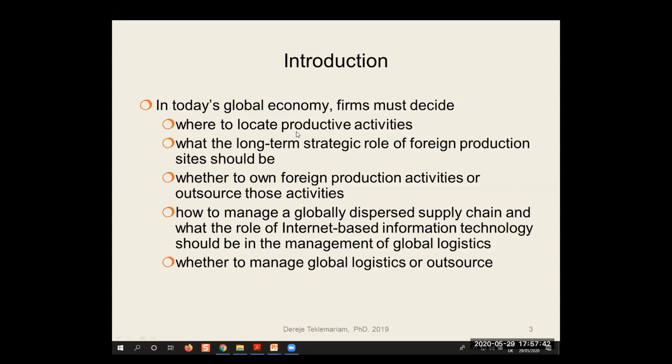That's why we are worrying about logistics. The other thing is firms must decide what the long-term strategic role of foreign production sites should be. Foreign means international business. The company may be in some country X, and it may have another production wing in company Y. The case of Boeing, for instance, assembling some of the parts, bringing them to the US, and before assembling, they may produce somewhere. So these are some of the decisions. We call them industrial location decisions, by the way.